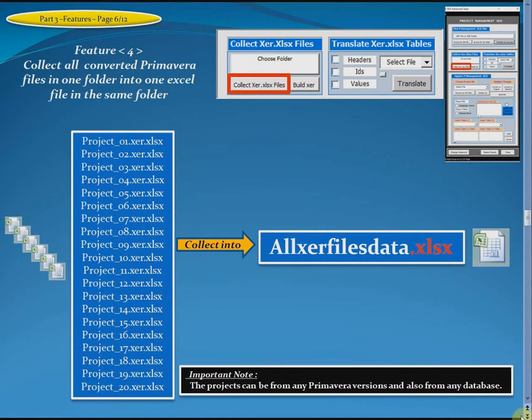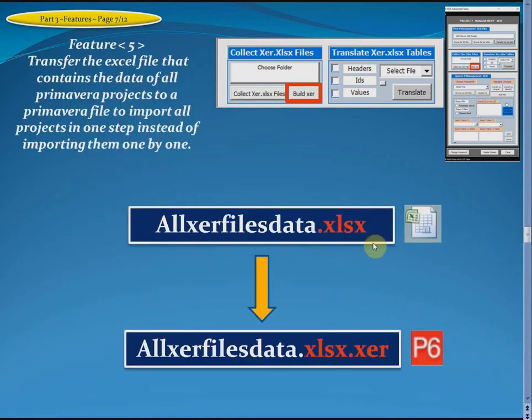Feature number 5, you can convert the Excel file you get in the previous step into a Primavera file, which you can import directly to Primavera instead of importing these projects individually. After you collect the projects file through this option into a single Excel file, you can use this feature to get the corresponding Primavera file, including all of these projects.